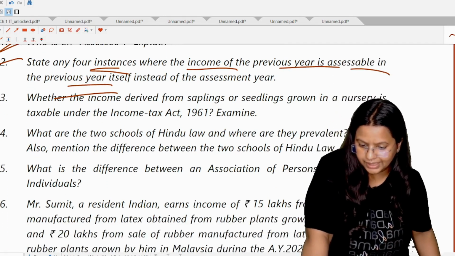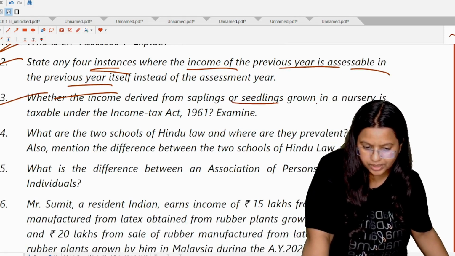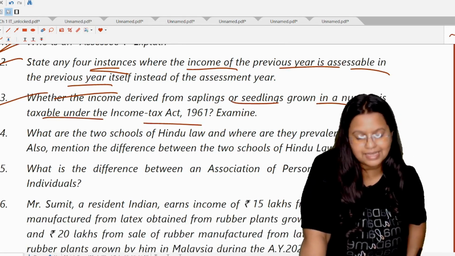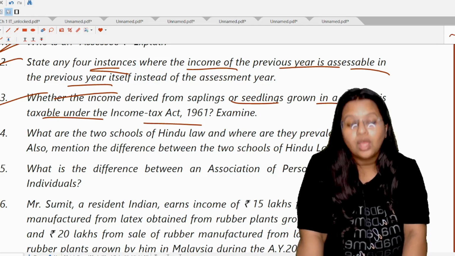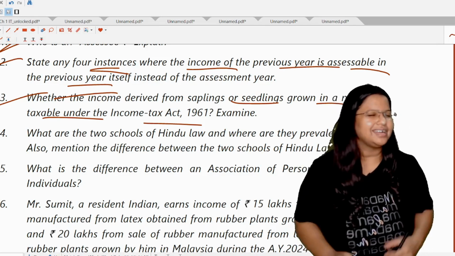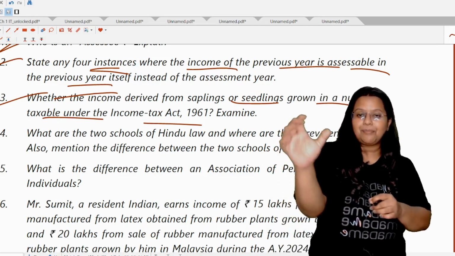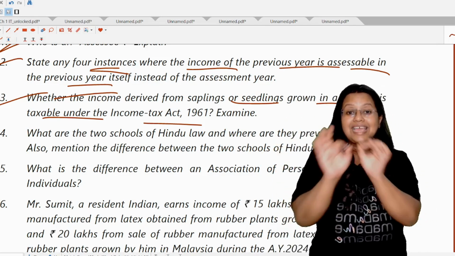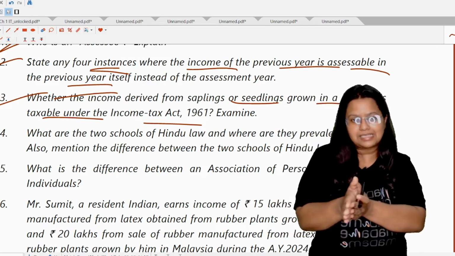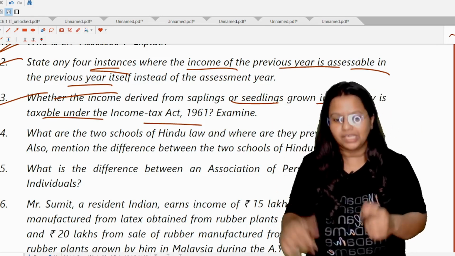Question number 3, whether the income derived from saplings or seedlings grown in a nursery is taxable under the Income Tax Act 1961. The answer is no. Actually, you can't write directly the no. You have to write that the income derived from the saplings or seedlings grown in a nursery is exempted under the Income Tax Act 1961 because it comes in the category of agricultural income.